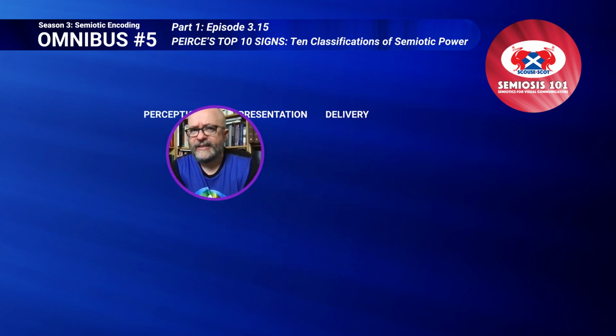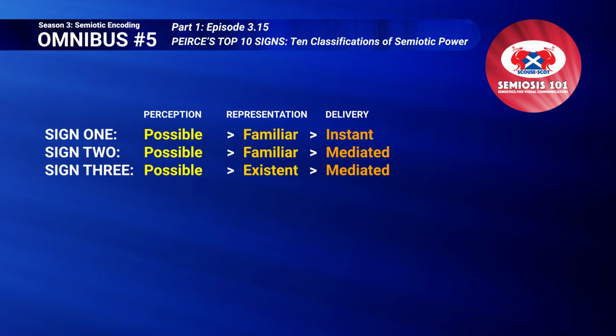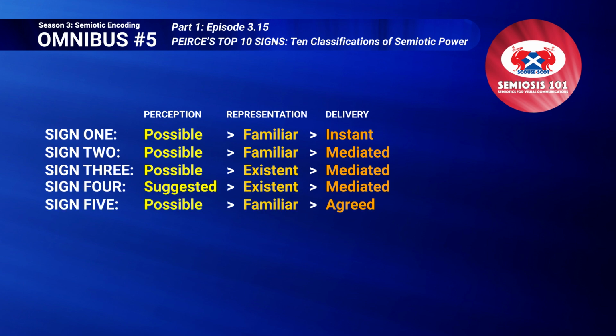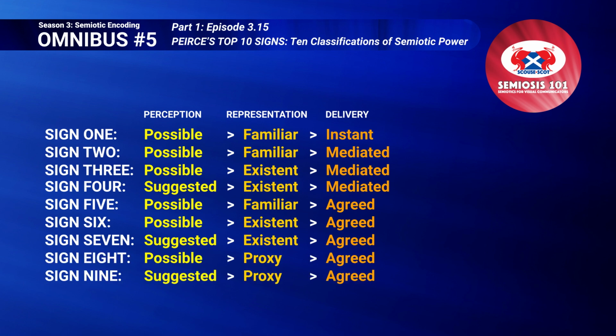power in designer-centric terms. 1. Possible, familiar, instant. 2. Possible, familiar, mediated. 3. Possible, existent, mediated. 4. Suggested, existent, mediated. 5. Possible, familiar, agreed. 6. Possible, existence, agreed. 7. Suggested, existence, agreed. 8. Possible, proxy, agreed. 9. Suggested, proxy, agreed. And 10. Resolved, proxy, agreed.